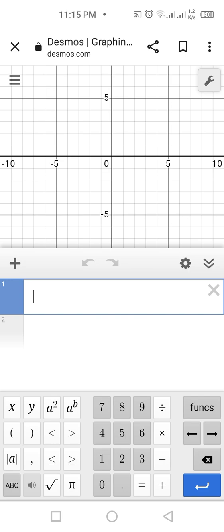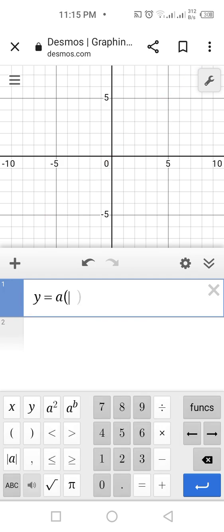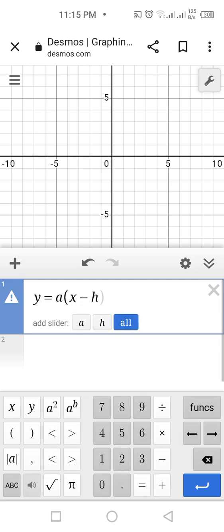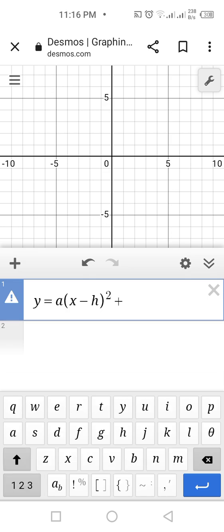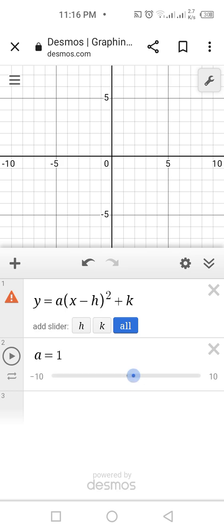the quadratic curve. So let's suppose we have the general equation y equals a(x minus h) whole squared plus k. Here there are three unknowns: a, h and k. What is the behavior of a, what is the behavior of h, and what is the behavior of k?